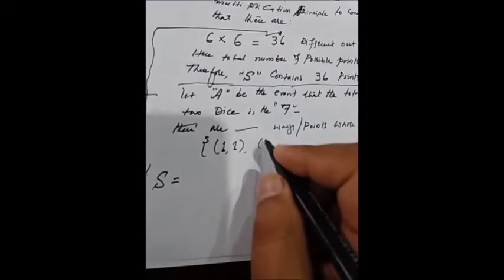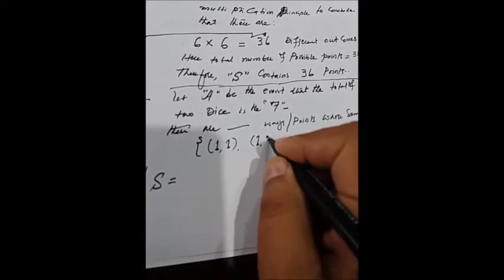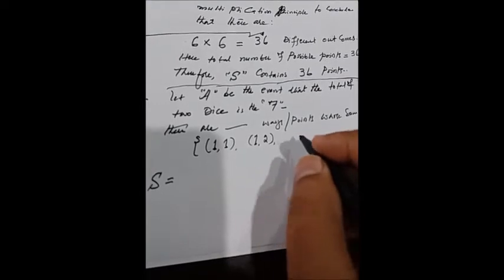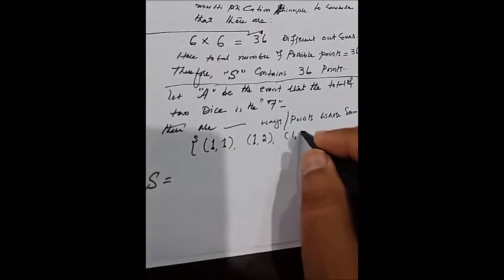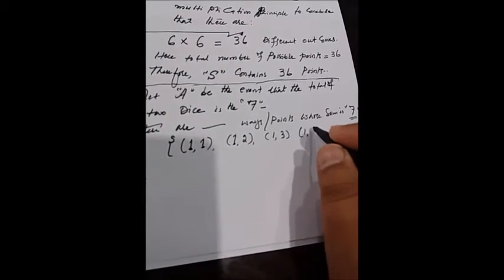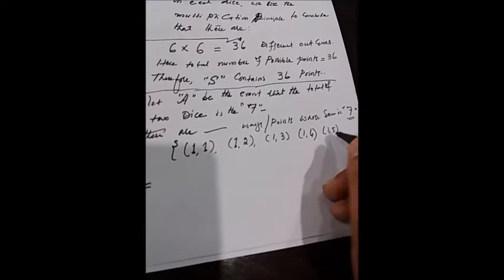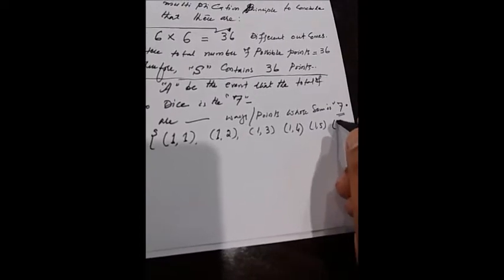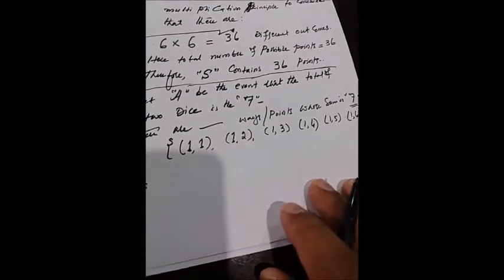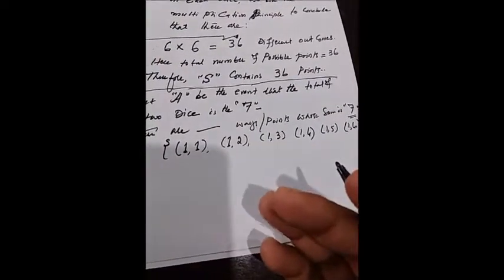So there is a possibility that we can obtain 1 at the first die and 2 at the second die, and 1 at the first die and 3 at the second die, 1 at the first die and 4 at the second die, 1 at the first die and 5 at the second die, and 1 at the first die and 6 at the second die. So these are the ways by which 7 can be obtained.